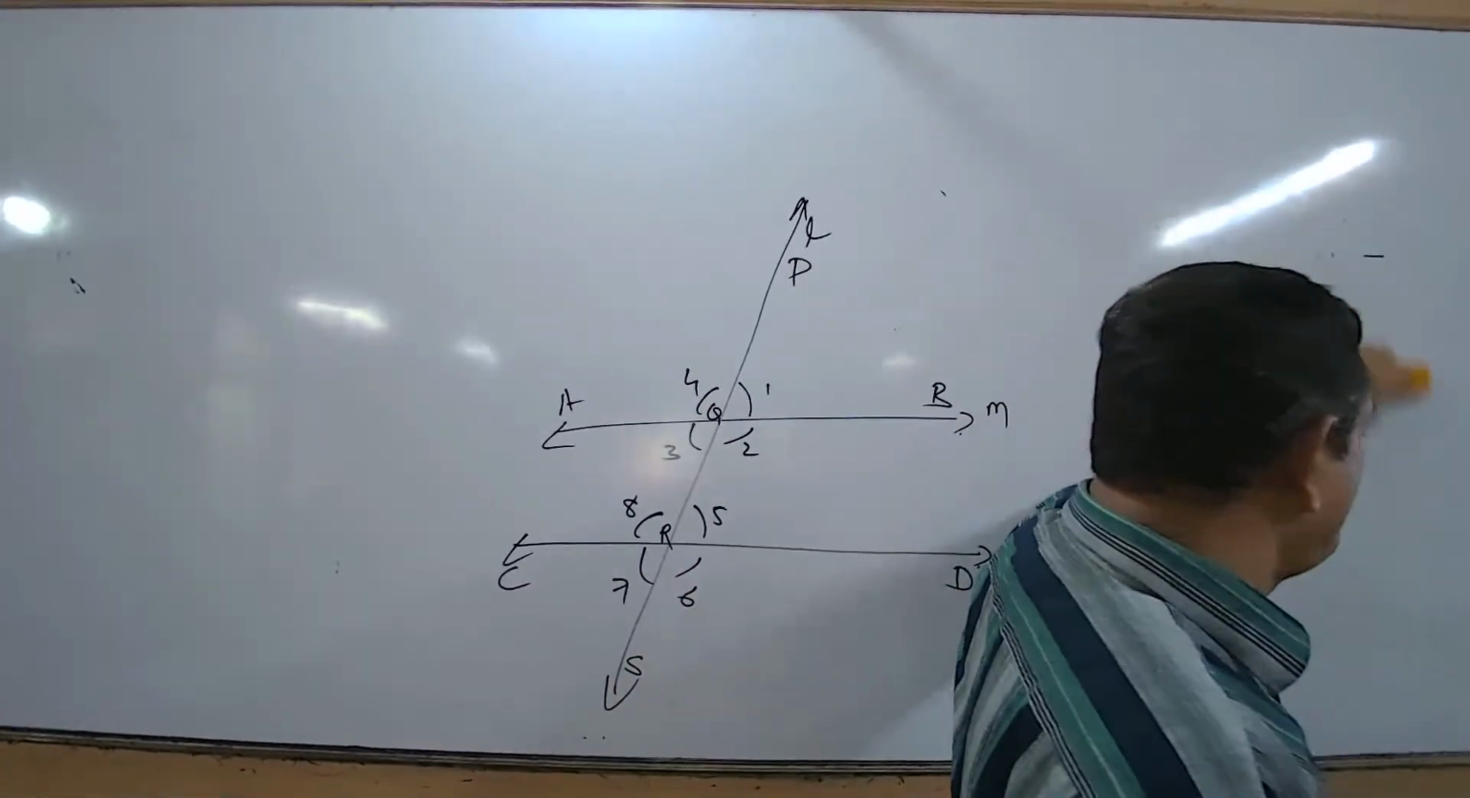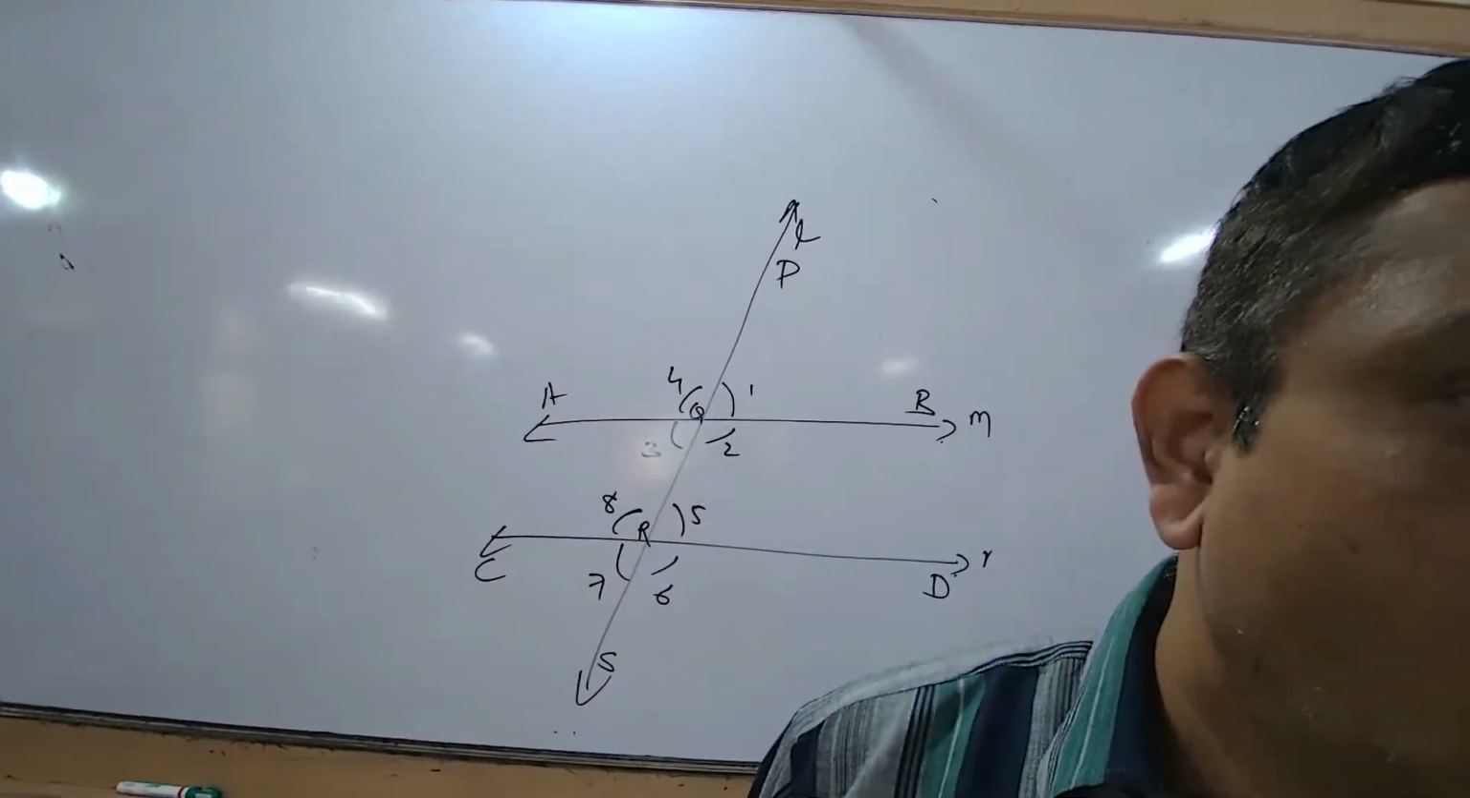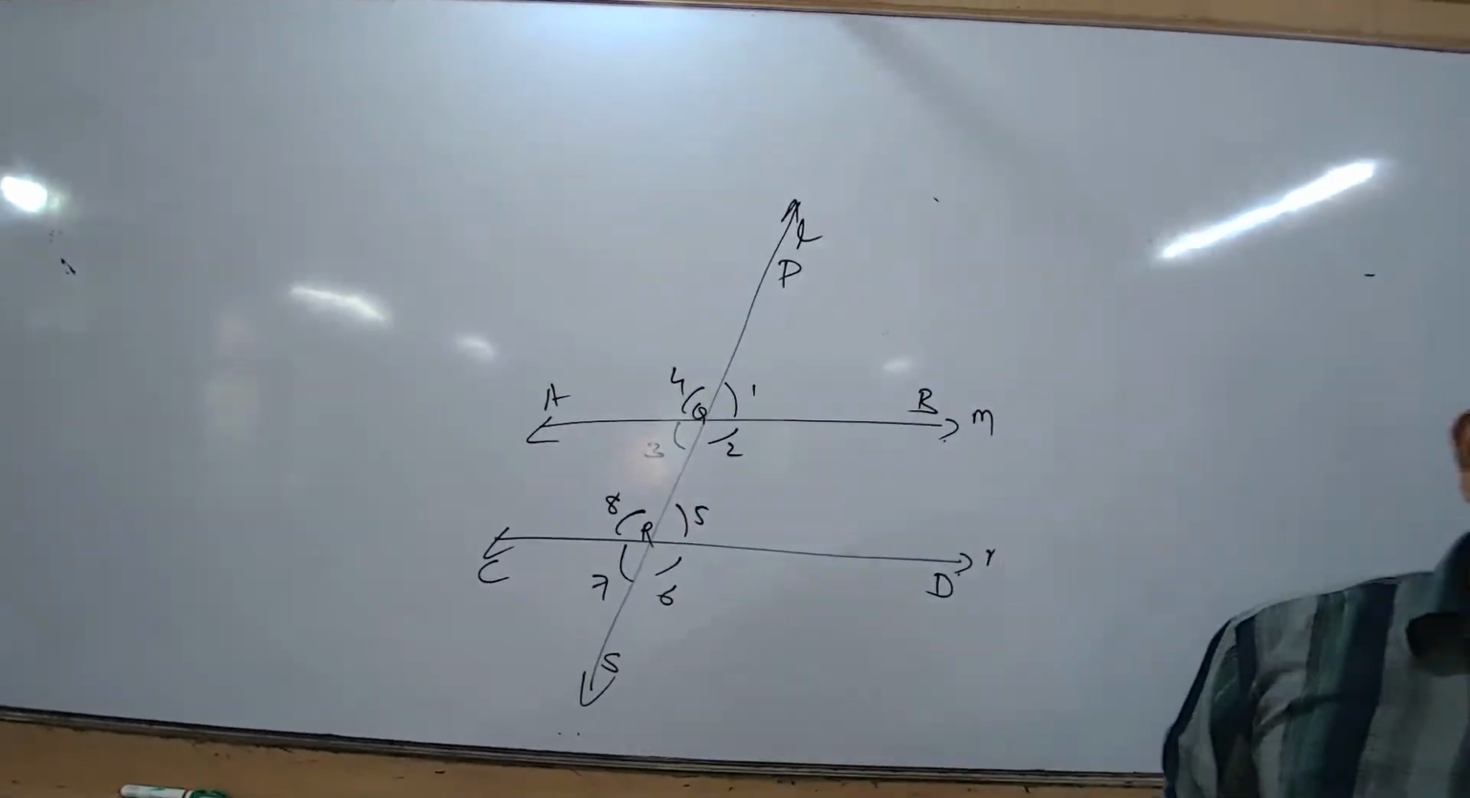What is the property of corresponding angles? They are equal. When? When the lines are parallel.